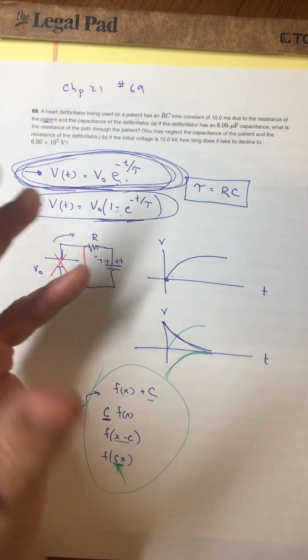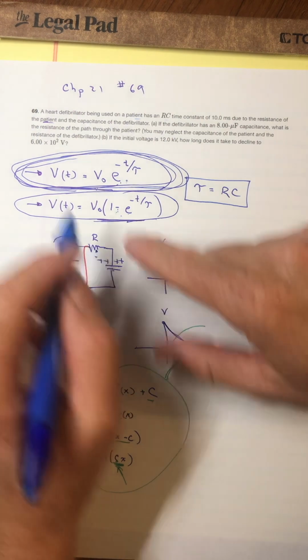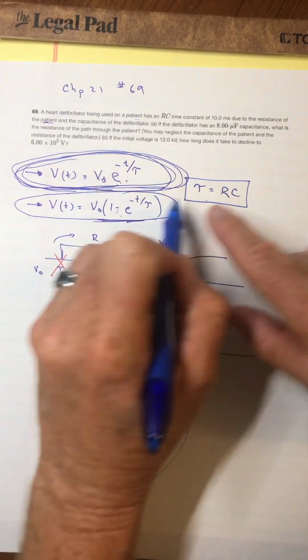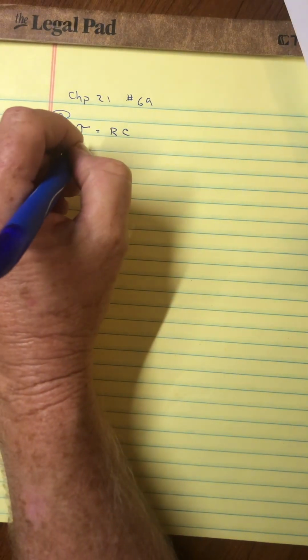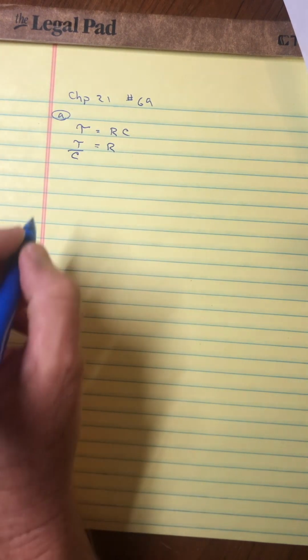We are taking this charged capacitor, putting it on the patient, and we're going to find the resistance of the patient during the discharge. So I want this formula and this formula. This is the discharging one, and this is our time constant. In this case, we can simply rearrange it: R equals time constant divided by C.